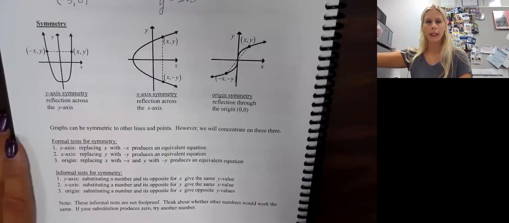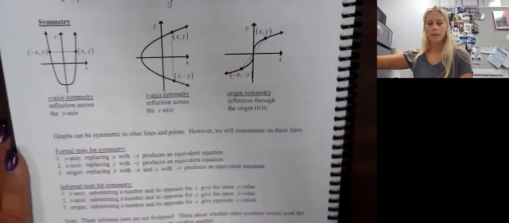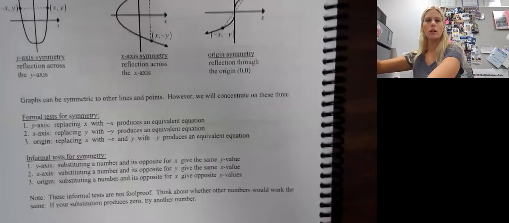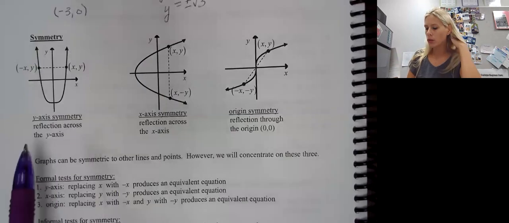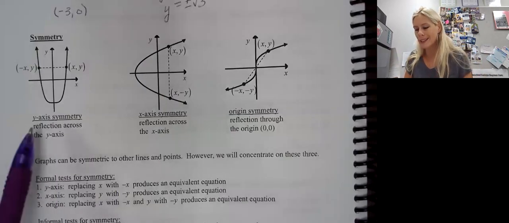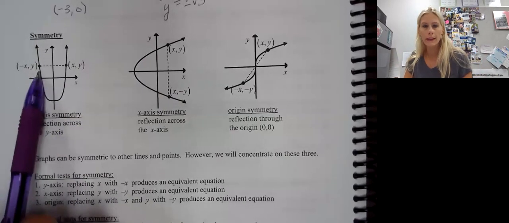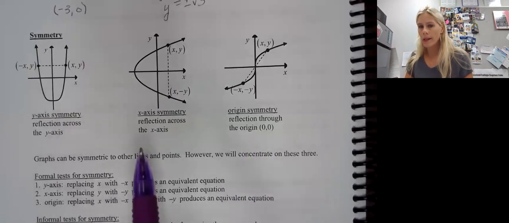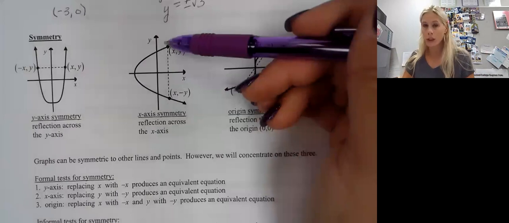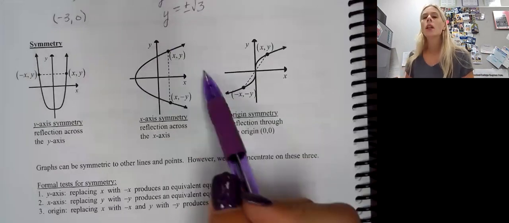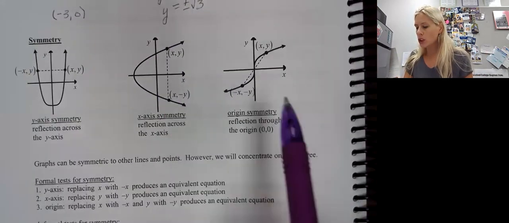Okay, symmetry. So, of course, symmetry to the y-axis reflects over the y-axis. X-axis symmetry reflects over the x-axis. Of course, this is not a function. And then we have the origin symmetry.